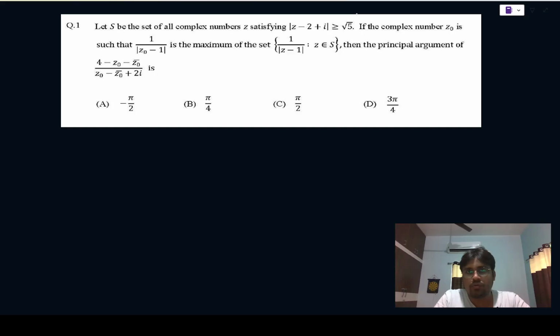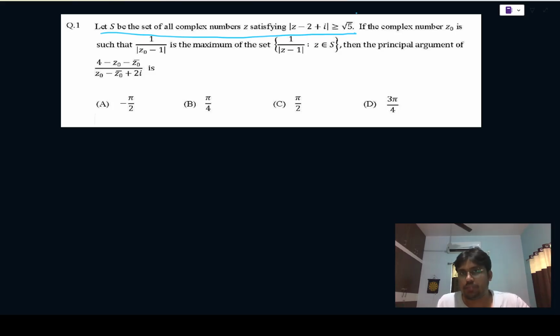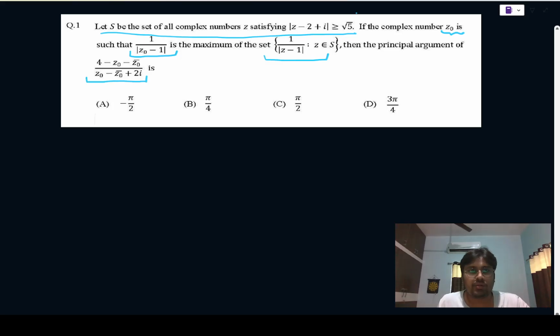In this video, we are going to solve this problem which appeared in 2019 JEE Advanced, Paper 1, Mathematics section. The problem states, let S be the set of all complex numbers Z satisfying some condition which has been given. So they have given this particular condition, and if S is the set of all such complex numbers, they are talking about some complex number Z naught, which is such that some condition is given, its maximum of some set, then the principal argument of an expression is being asked for.